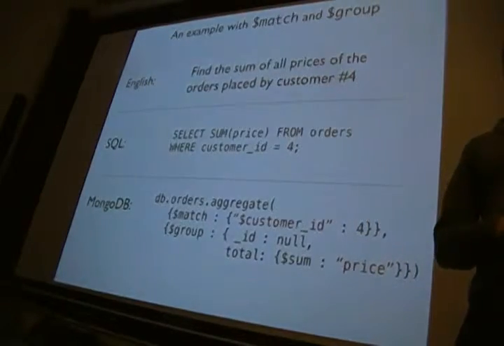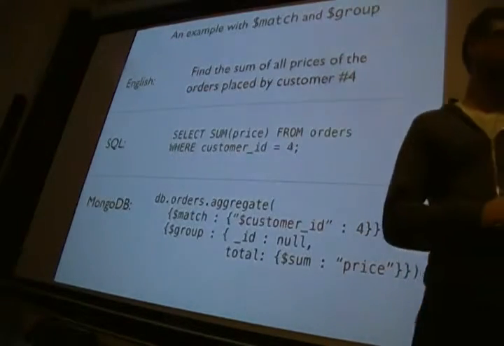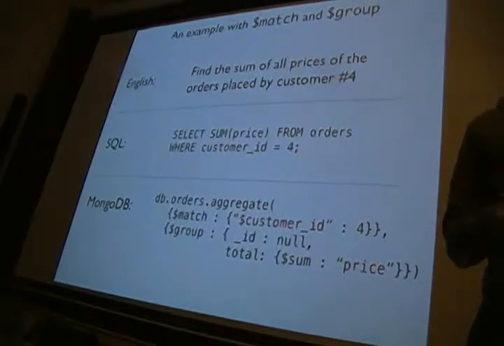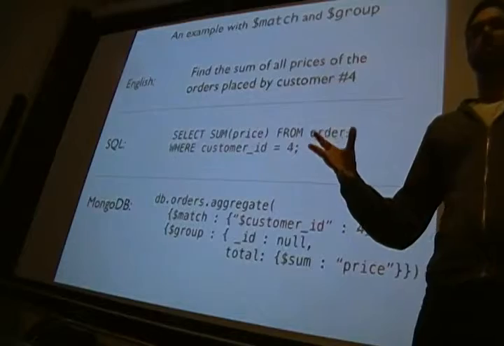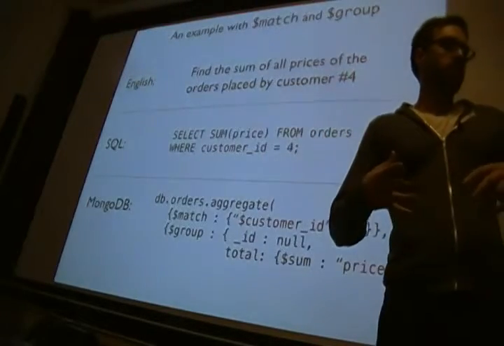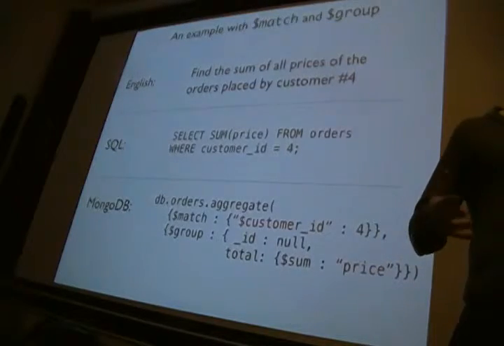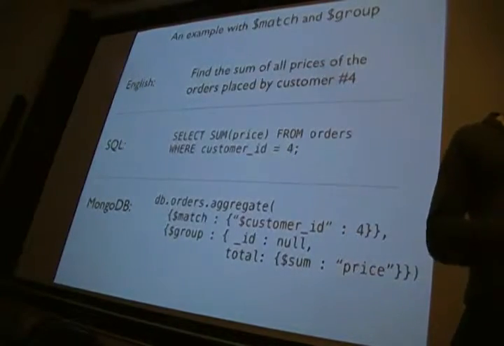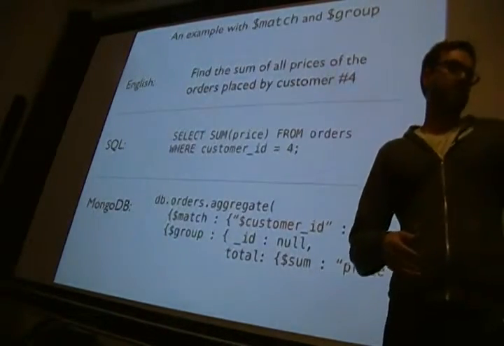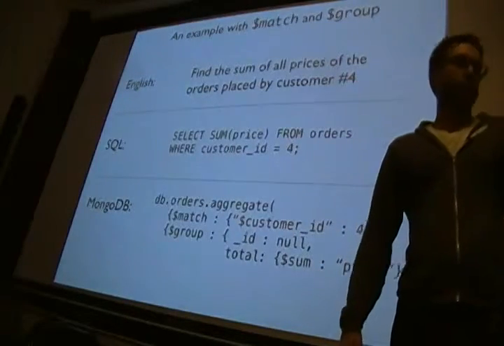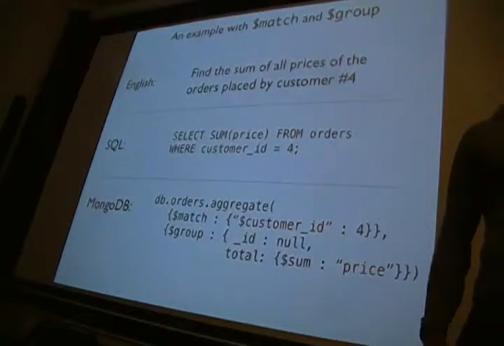So now that we've covered a few of the interesting pipeline operators, we can go through an example. In English, let's say you have a bunch of orders with prices, and you want to find the sum of all the prices that were placed by customer number 4. In SQL, you would do something like this: select sum price from orders where customer ID equals 4. Pretty straightforward.